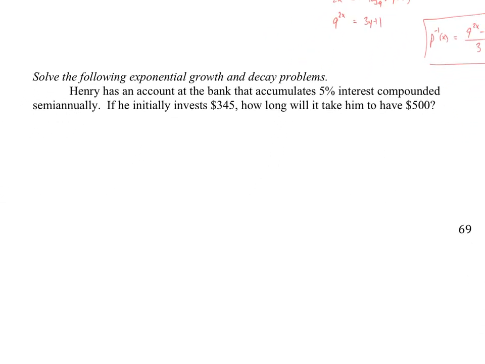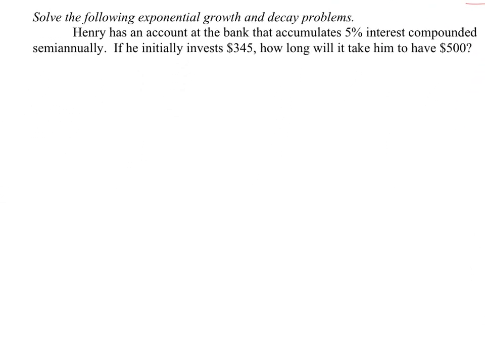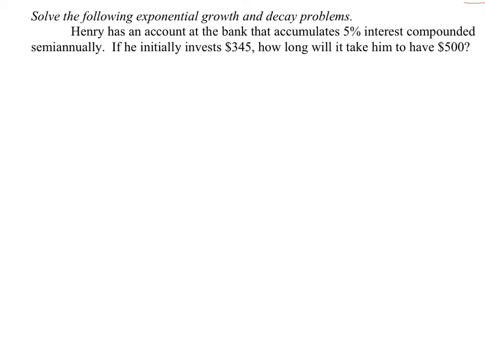I'm going to do this first example because I don't think we got to finish it in any of the classes. So we'll start off by reading it. Henry has an account at the bank that accumulates 5% interest compounded semi-annually. So those are some words that we need to recognize. Those affect the type of formula we're going to use. If he initially invests $345, how long will it take him to have $500?